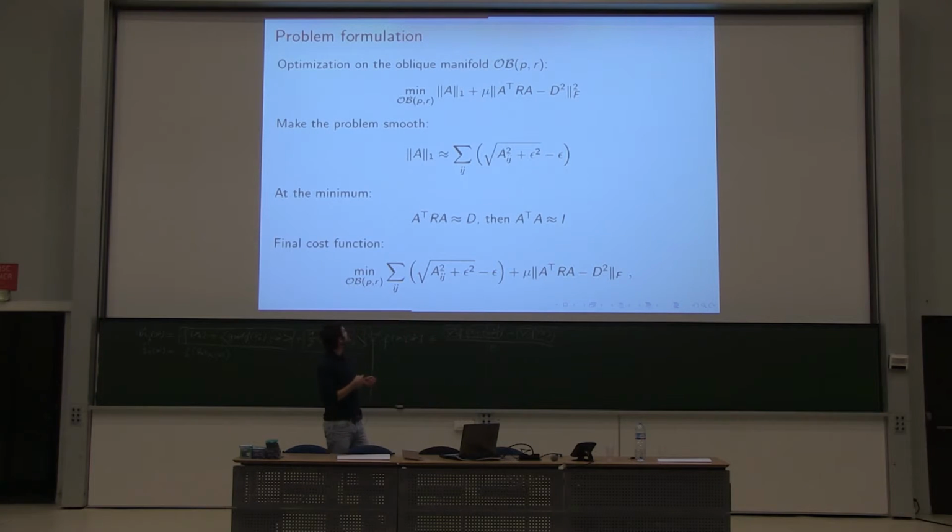And so this is an interesting property, because this means that at the minimum, the new components are close to uncorrelated, while the loadings are close to orthonormal. And so with this approximation, the final cost function becomes this. And we solve this cost function with MANOPT, which, as Nicola talked about, is a MATLAB toolbox for optimization on manifolds. This is our final cost function.